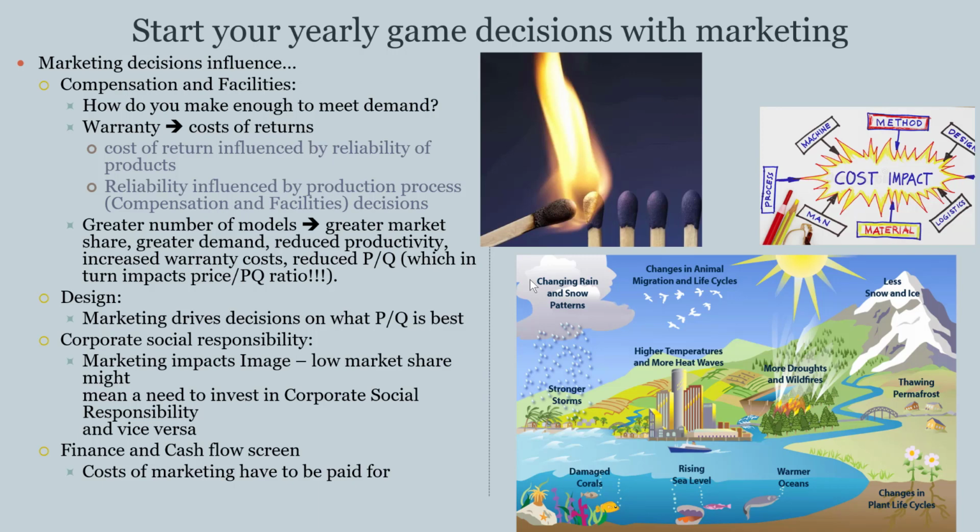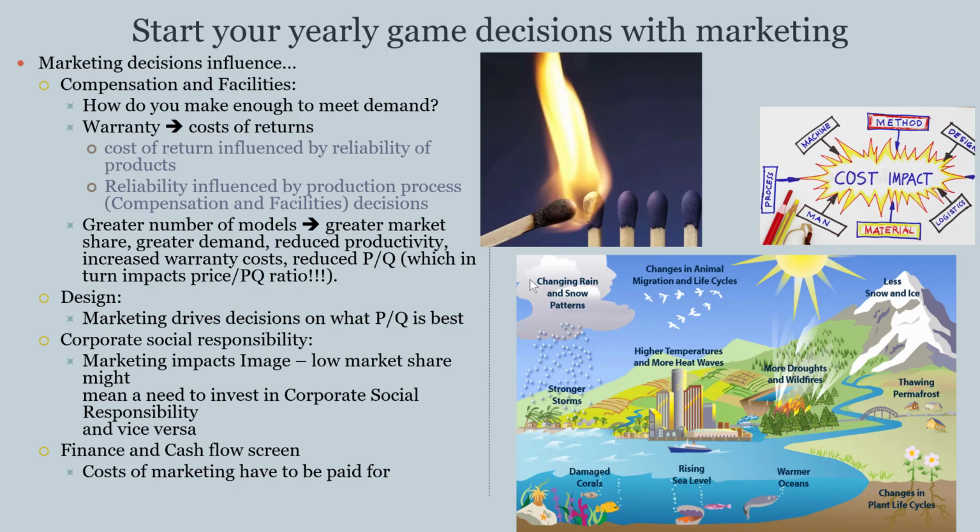So the compensation and facility screen, you'll need to see if you can meet demand. It's going to show you estimates of what the estimated demand is, and show you how much you can make at this point. If you increase the warranty, you want to manage the cost of returns, like we talked about. If you increase the number of models, that's going to have an impact that we've already talked about on a lot of different areas.